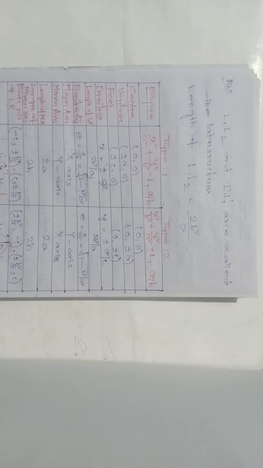Okay, so how do we identify which type of ellipse it is? Basically you just see the intercepts on x and y. If the intercept of x is greater than the intercept of y, then it is the first type, and if the intercept of y is greater than the intercept of x, then it is the second type of ellipse. So students, I hope all of you understood. Now based on that, I will discuss a few questions.